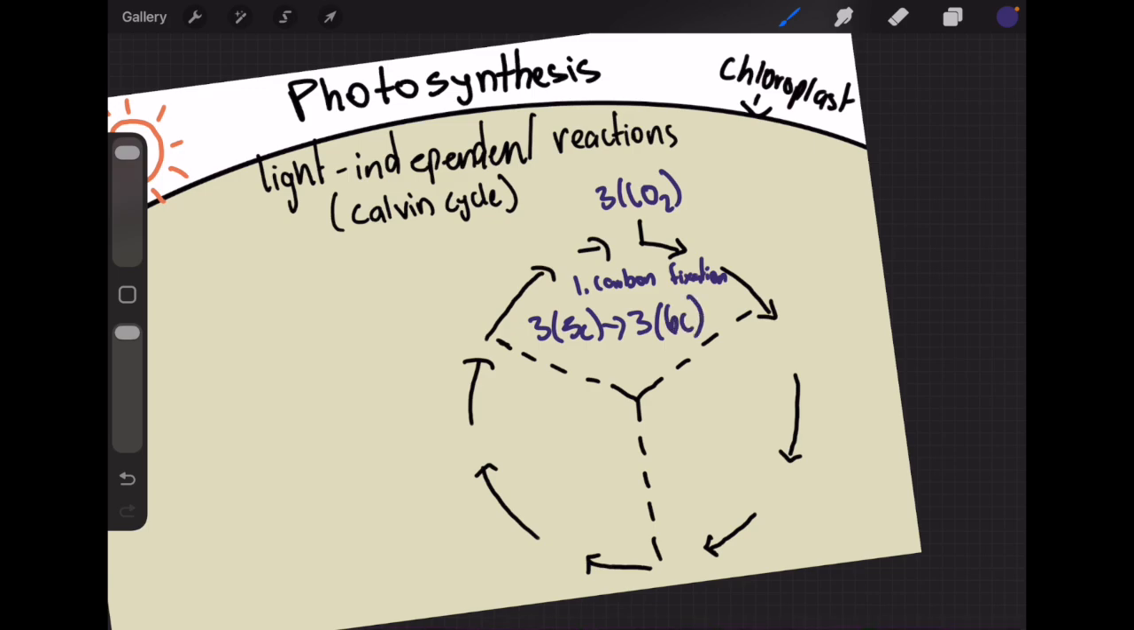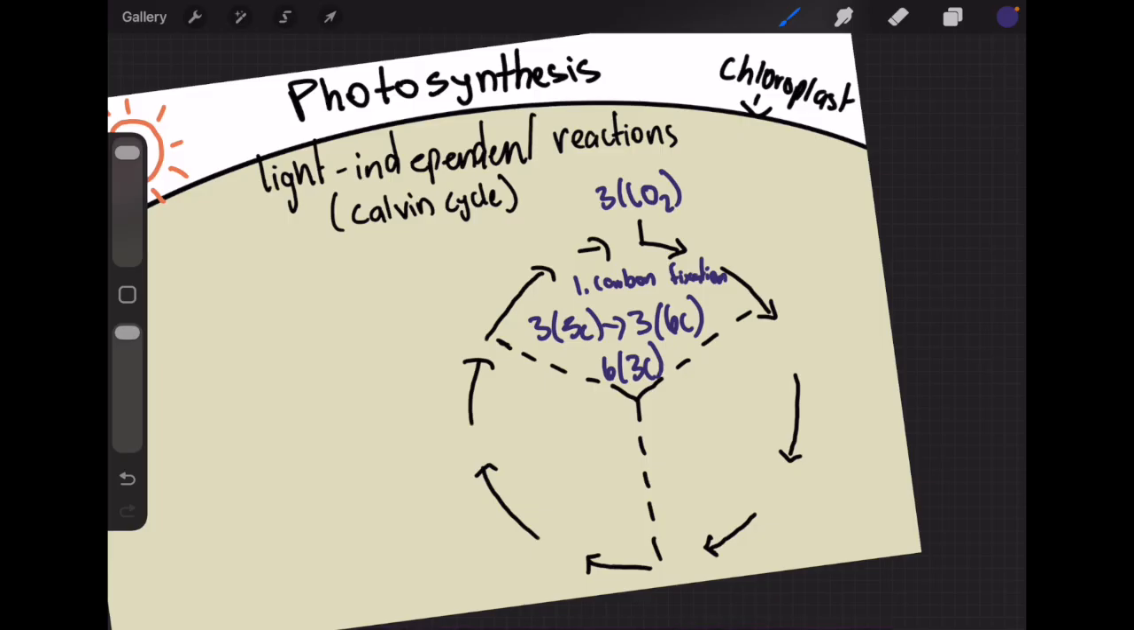Okay, so this becomes 3 unstable 6 carbon molecules. Okay, and these 6 carbon molecules immediately split in half, and then they become a 3 carbon compound. It's called PGA, or phosphoglycerate. Okay, so because we get 6 of 3C.